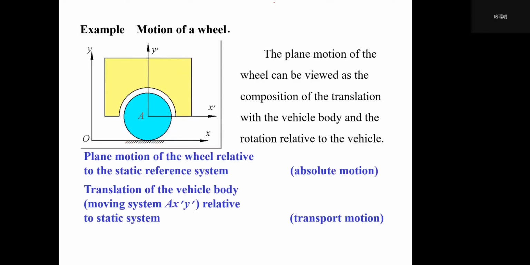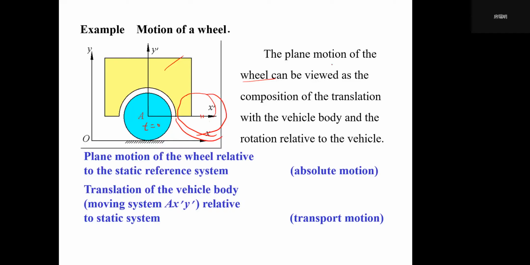So you just see the plane motion of the wheel. Actually, you can totally ignore the yellow part. You just consider we have a wheel, right? It rotates on the ground. So if here means t equals 0, then at another time moment, maybe this wheel will run to here, right? Its position of A is different, and it also has some rotation angle, right?